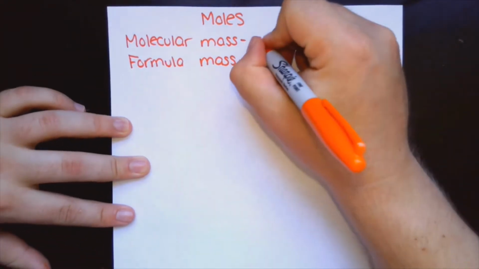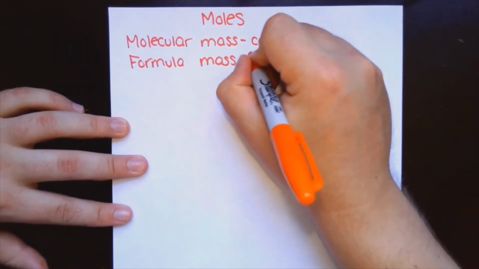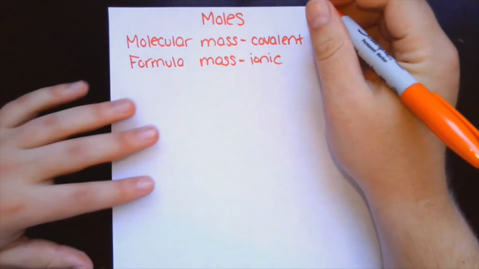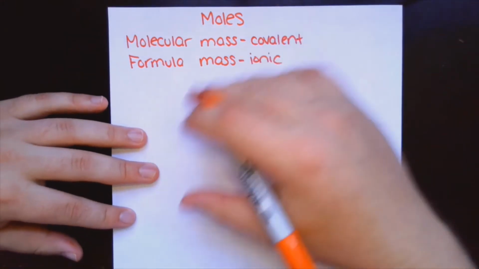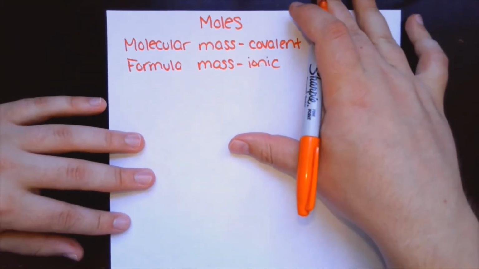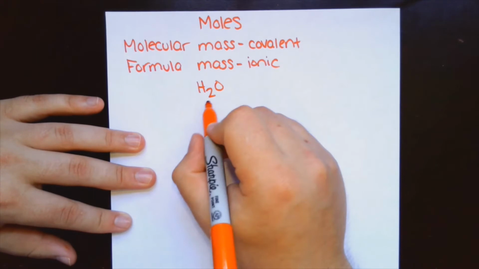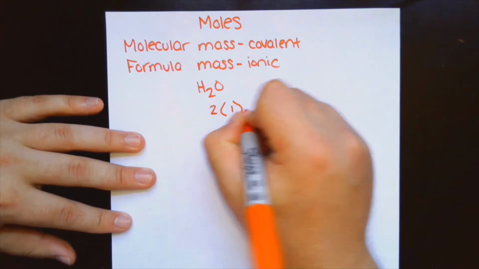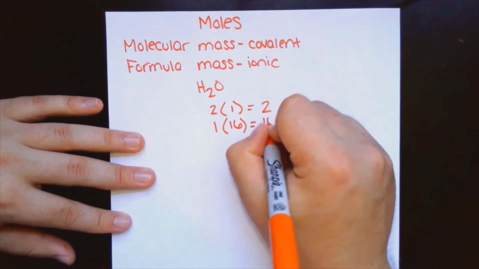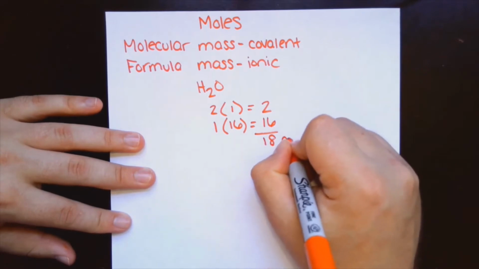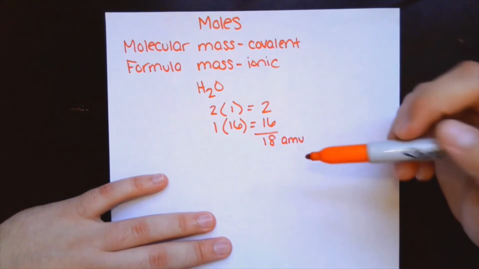So the molecular mass is used for covalent compounds, and the formula mass is used for ionic compounds. And so molecular mass, again, you're just adding up the atomic masses for all of the atoms in a molecule to figure out what the entire mass from the periodic table is of that entire molecule. So for water, for instance, water is a covalent compound, so it has a molecular mass. There are two hydrogen atoms, each with an atomic mass of 1, and there's one oxygen atom with an atomic mass of 16. You add that up, and you get 18, with the unit being AMUs. And that is your molecular mass for water.